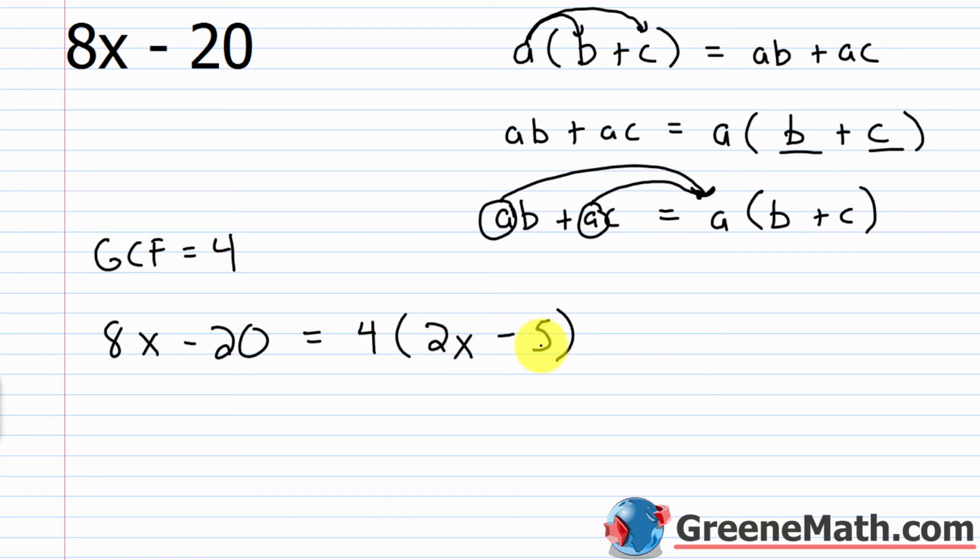And again, if you want to check this, it's very, very easy. All you have to do is do the multiplication. Okay, so 4 times 2x is 8x. 4 times negative 5 is negative 20. So bam, right there, I know I got the right answer.